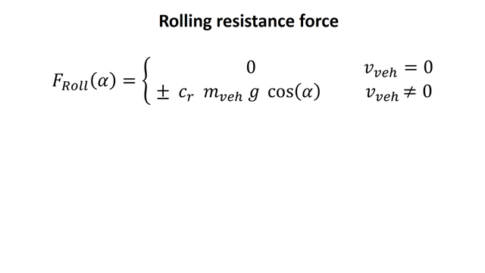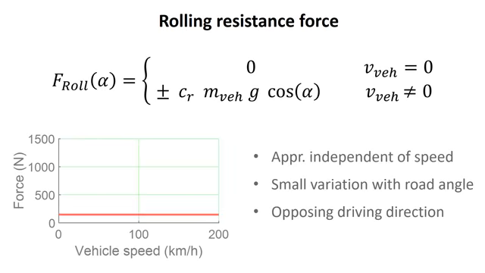The rolling resistance is zero at standstill. When the speed is non-zero, it can be calculated as the rolling resistance coefficient multiplied with the normal force between the vehicle and the road. The normal force is vehicle mass times gravity times cosine of the road angle.